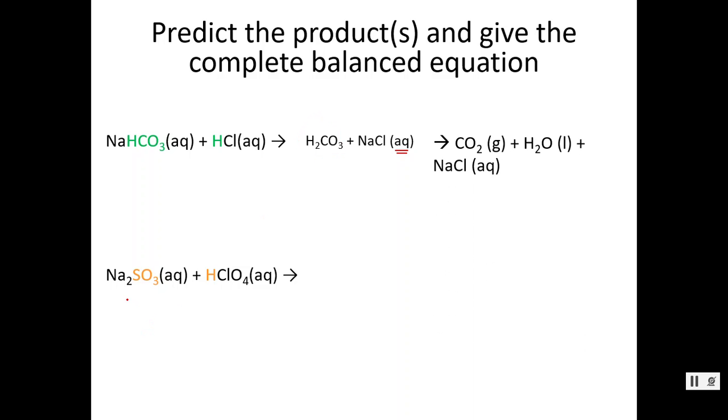Last but not least, let's do sodium sulfite, NaClO4. Doing the same product prediction, I'm going to have NaClO4 and H2SO3, sulfurous acid. And then remembering the rules from the previous video that H2SO3 will further break down to give sulfur dioxide and liquid water.